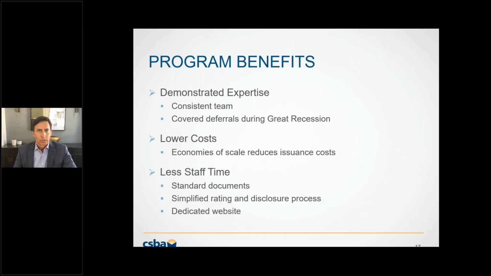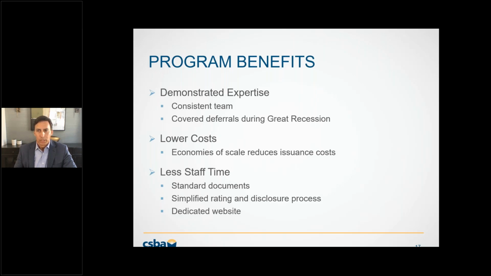And then kind of a little bit about the program benefits. I think one of the big things, the financing team has been pretty consistent going all the way back to 1989. We have gone through several economic cycles, and most importantly, we've lived through the deferrals of the Great Recession. So we're familiar with the deferrals, how to structure our TRANs around them, how to talk to rating agencies and the investment community about them to make them comfortable with the process and the issues.